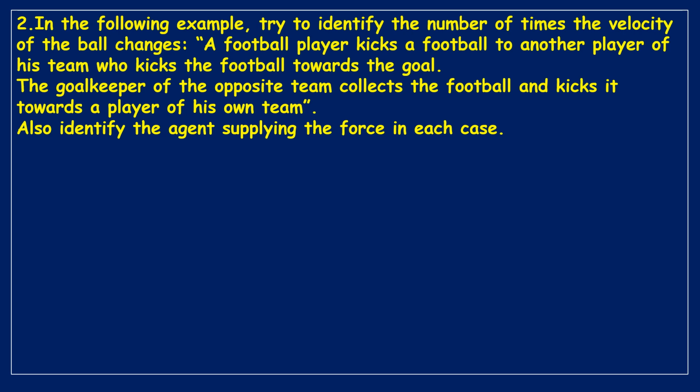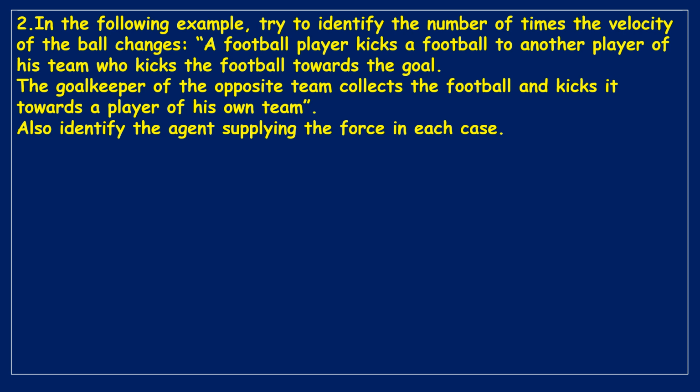Right? Now, the goalkeeper of the opposite team collects the football and kicks it towards a player of his own team. So a third player is involved here, the goalkeeper of the opposite team. And now also identify the agent supplying the force in each case. That means in each case the direction of the ball is changed. When the direction of the ball changes, that means velocity changes, as well as acceleration and momentum. Now the question here is to identify the agent supplying the force in each case. Who is supplying the force in each case?